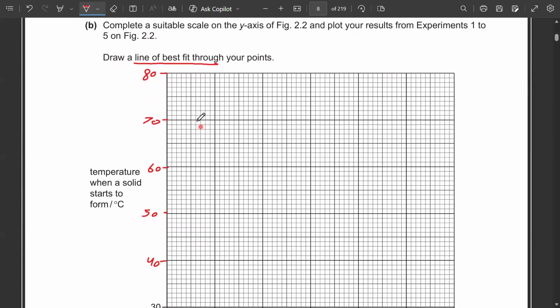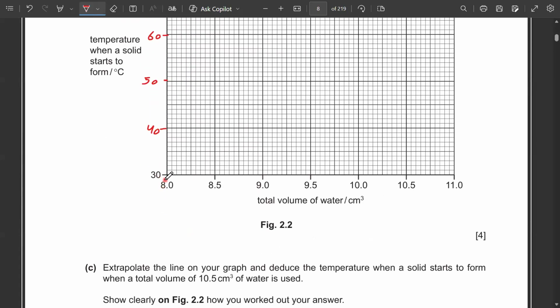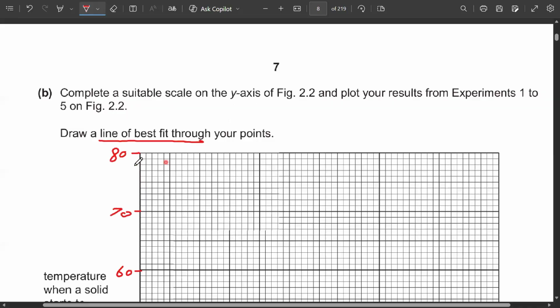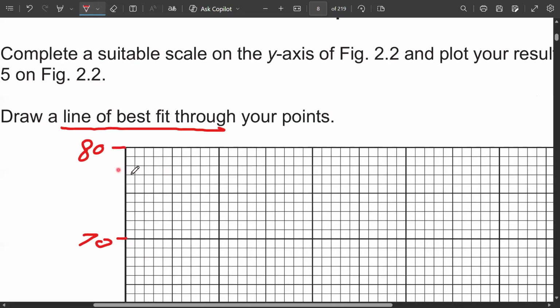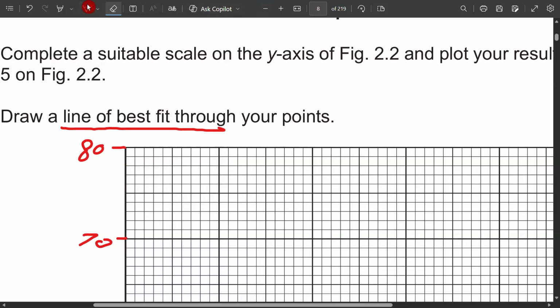Okay, 78.5 at 8 cm cube. So we will have 75, 76, 77, and 78. So this is this one. So plot a point over here. Just put a small cross here, like this. So this is my first point.